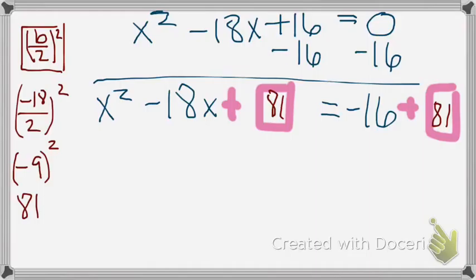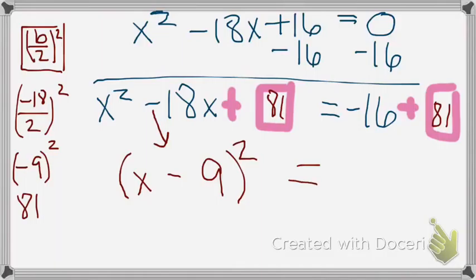Alrighty, now that we got that square completed, we now need to factor this left-hand side. And remember, it's a perfect square. So we've got x, because x times x is your x squared. What times what is 81? Well, 9. And whatever symbol is there goes straight down. Now simplify that right-hand side. We got negative 16 plus 81. Negative 16 plus 81. So, what does that give me? Hopefully you're all saying 65.